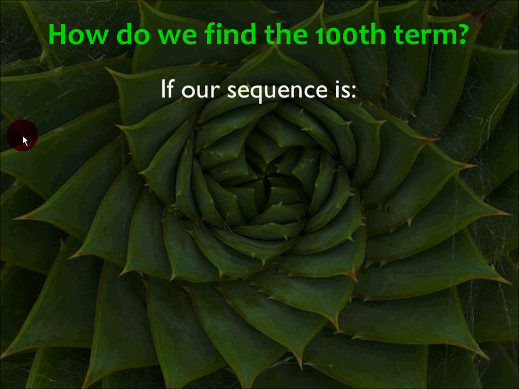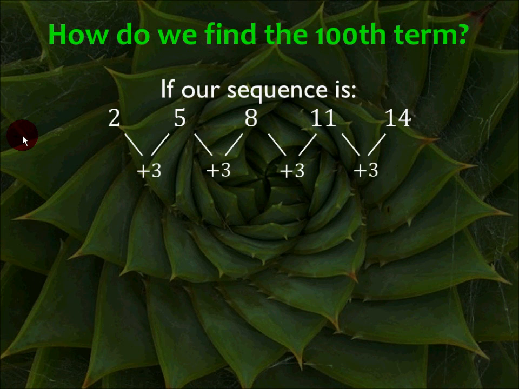So, here's a question. How do we find the 100th term? If our sequence is 2, 5, 8, 11, and 14, how do we find the 100th term? Now, you might have noticed that we have a difference of +3 from one term to the next. So we have an arithmetic sequence.